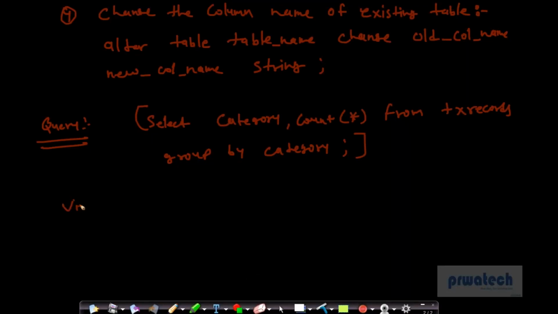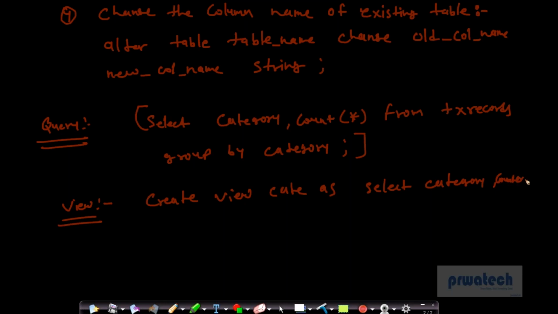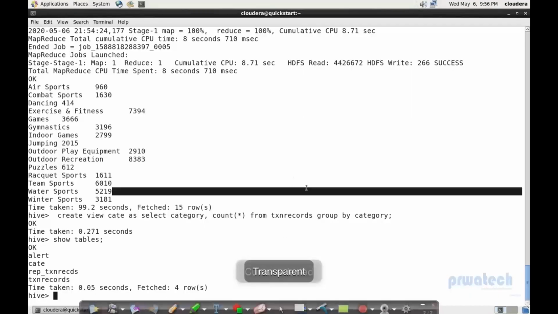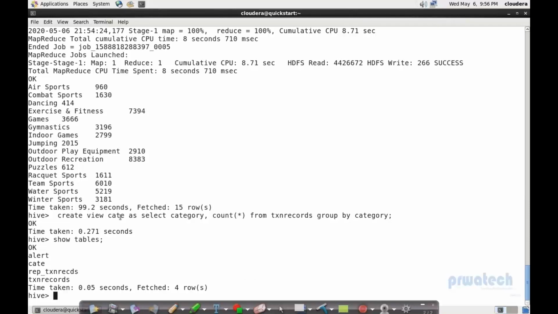So let me provide one view here. I'll create a view with the name cat, and then I'll give this query, the same query exactly. Select category, count star from TXN records group by category. So it's a simplified way of this query for business users. And now they're not running this query. They don't understand. They say, okay, can I check the total count for category? I said, okay, I've created a view for you. This view is there, and this is like a table only.